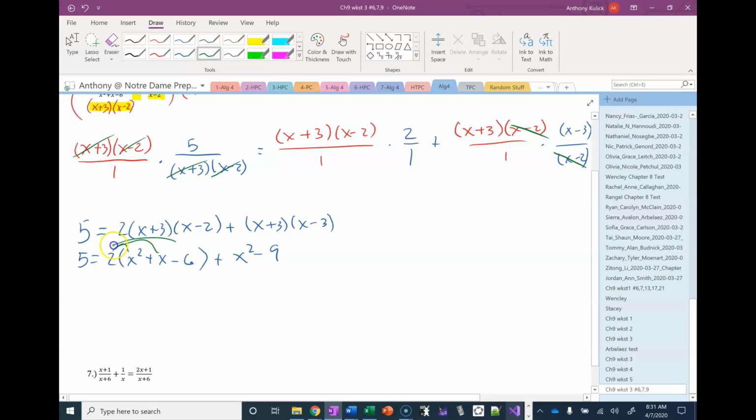And now we'll distribute this through. So I have 2x squared plus 2x minus 12 plus x squared minus 9, and I'm left with a quadratic equation. In order to solve this quadratic equation, I need to get everything onto one side and combine my like terms. So 2x squared plus x squared is 3x squared. The only x term I have is the 2x. Negative 12 and negative 9 is negative 21, and then we'll subtract that 5 over, so that's going to be negative 26.